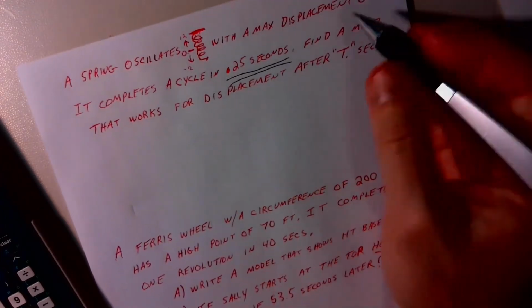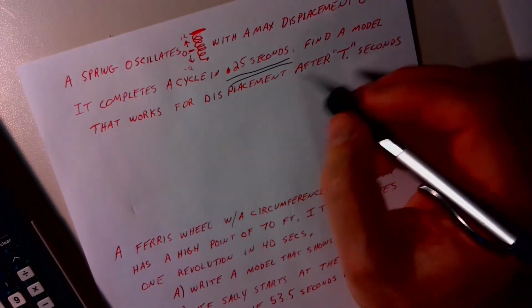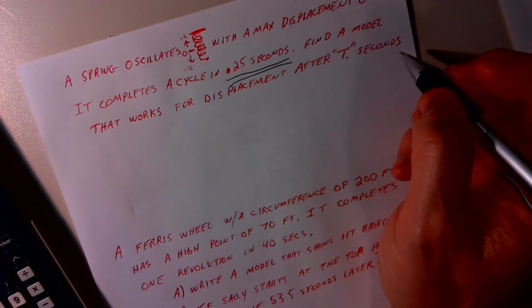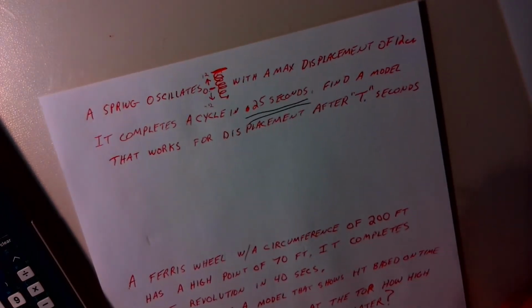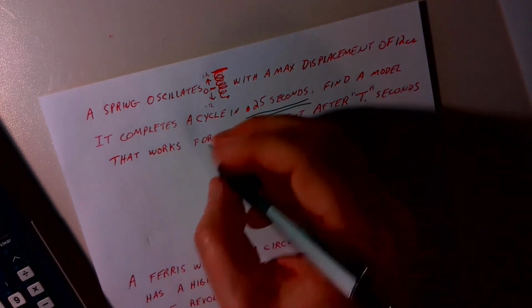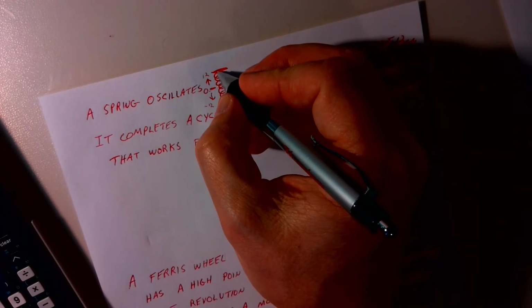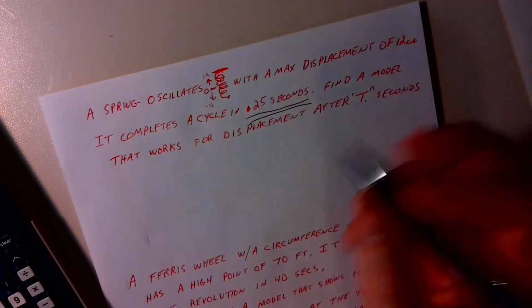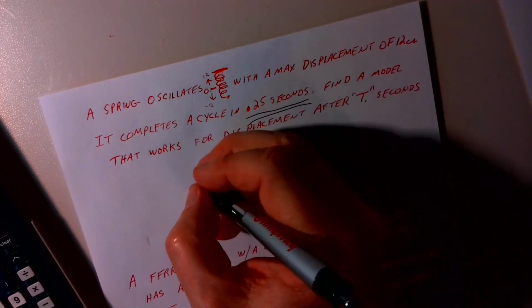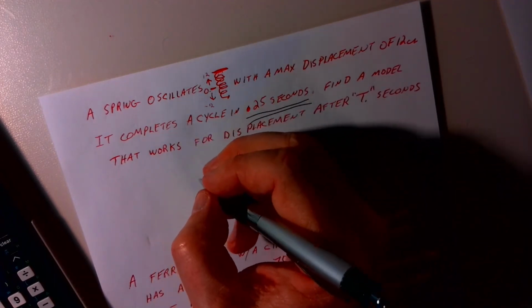And what it's asking is, can I find a model that works for displacement after t seconds? So what exactly does a model mean? A model simply means an equation that matches this function. So since I'm going to pull it all the way down to the bottom and let it go, and it's going to go back and forth from this middle, since I started at the bottom, I'm going to go ahead and use a cosine model.